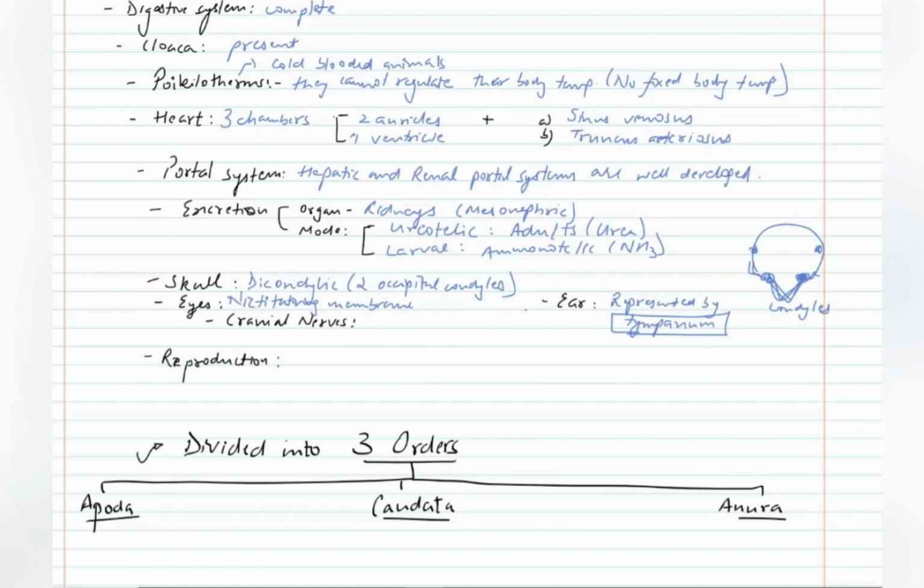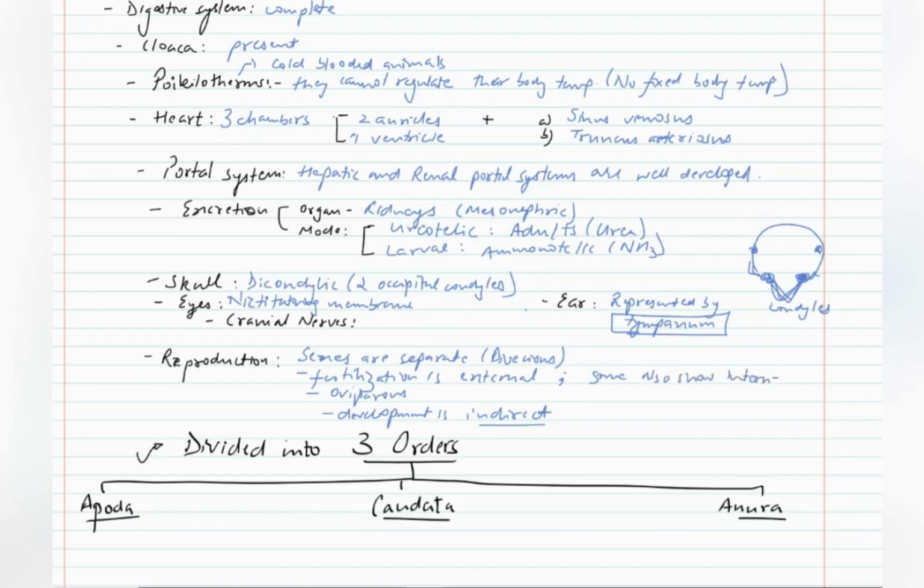Talking about reproduction, sexes are separate, that is, they are dioecious. Fertilization is external. They are oviparous and lay eggs in water. Development is indirect, that is, a larval stage is present which does not resemble the adult. Although fertilization is external, some also show internal fertilization. There are a very few amphibians which also show internal fertilization.